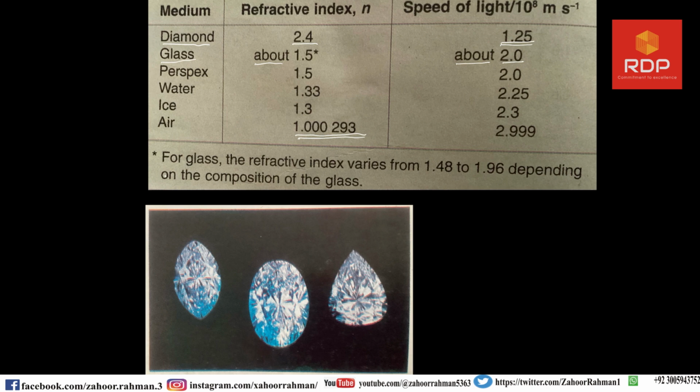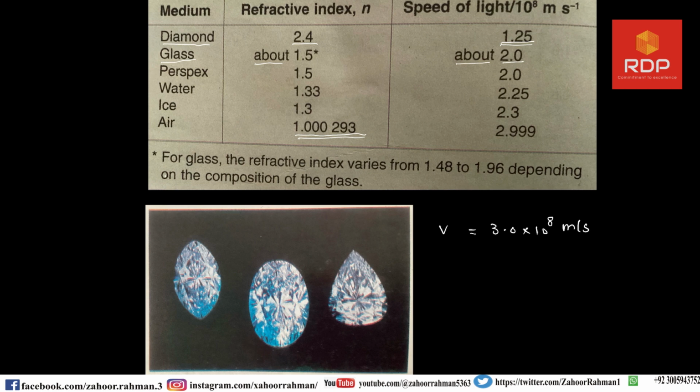If in vacuum, the speed of light is found to be about 3.0 into 10 raised to the power 8 meters per second. That is vacuum, and that is 3.0 into 10 raised to the power 8 meters per second. As mentioned earlier, the speed of light decreases when it travels from vacuum or in practice air into an optically denser medium such as glass or water.